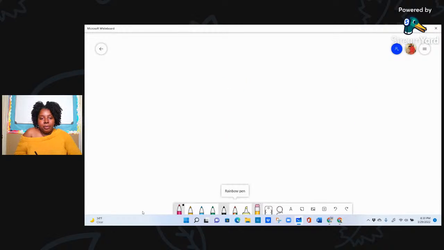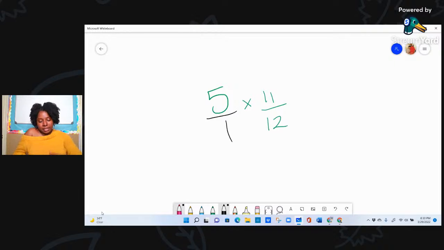Okay, so let's try another one. So if we were doing 5 times 11 over 12, the hardest part is just knowing that there's a 1 underneath it. Even though I can't see it, there's a 1 there. And we just go straight across. So 5 times 11 is 55, and 1 times 12 is 12.